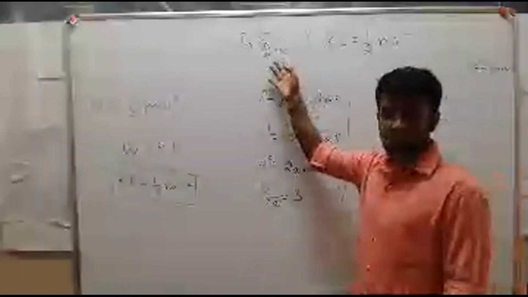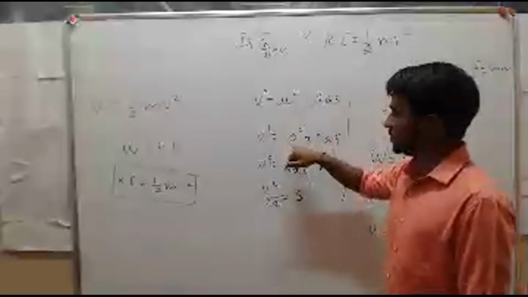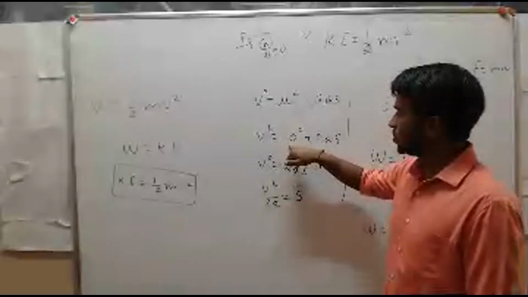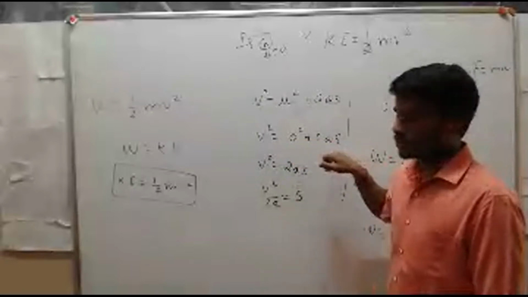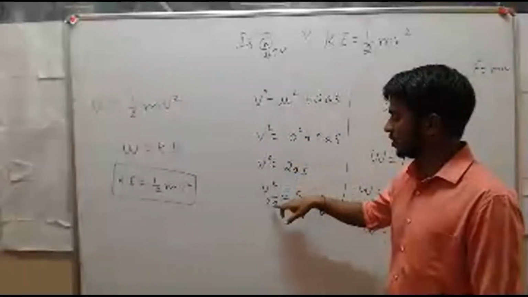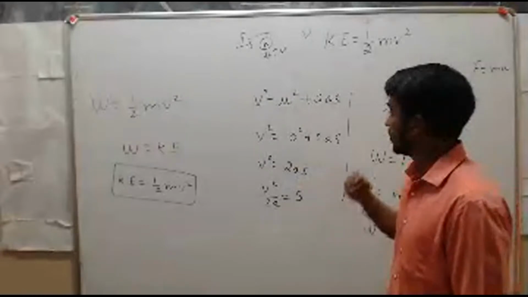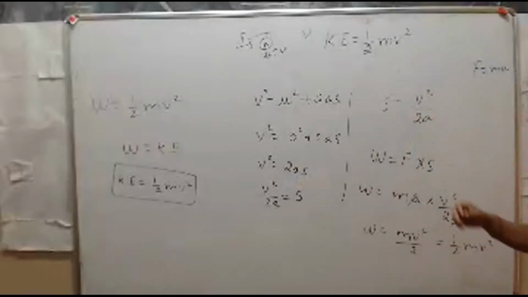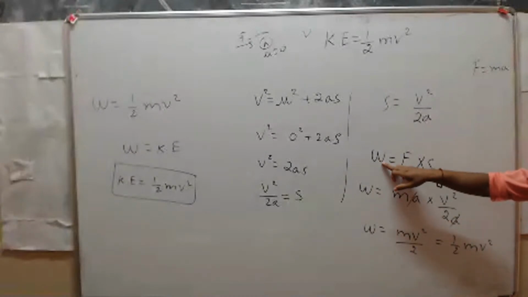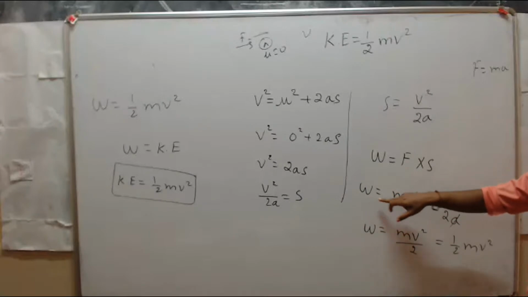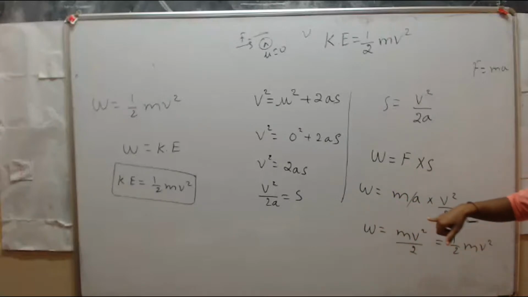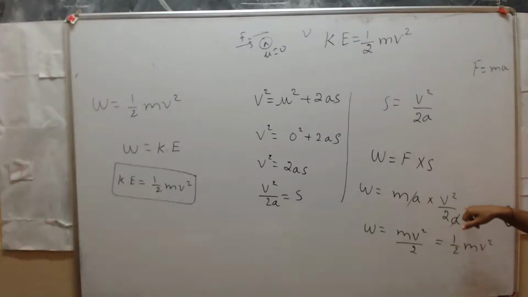Here that object is initially at rest, so its initial velocity is equal to 0. So v square equal to 0 square plus 2as. So v square is equal to 2as. V square divided by 2a equal to s. Here work done equal to force into displacement. Clear? So work done is equal to F, that is ma, into s, equal to v square divided by 2a. So a gets cancelled. So work done is equal to m v square divided by 2. So take half outside. So that is half mv square.